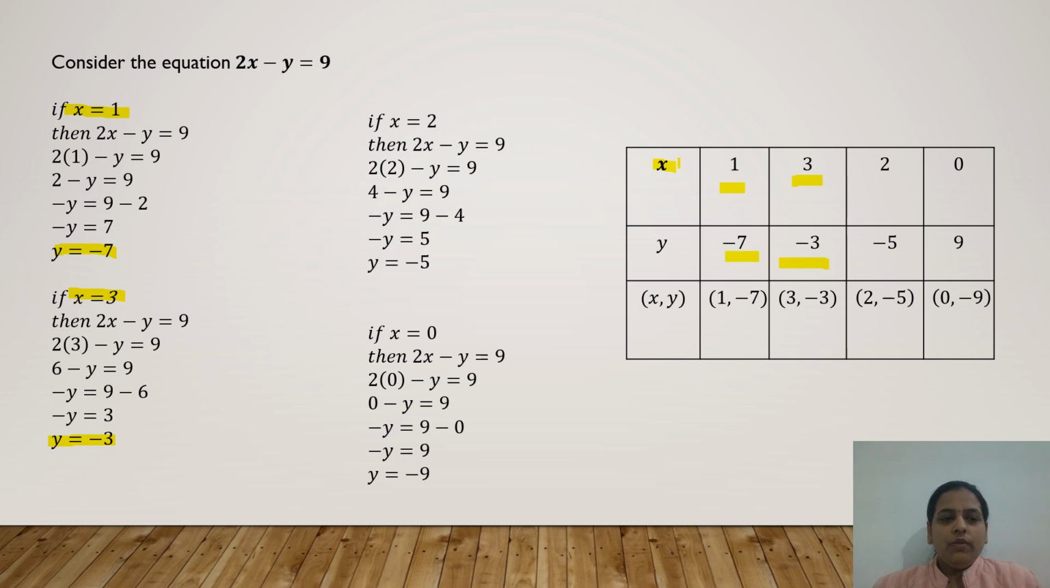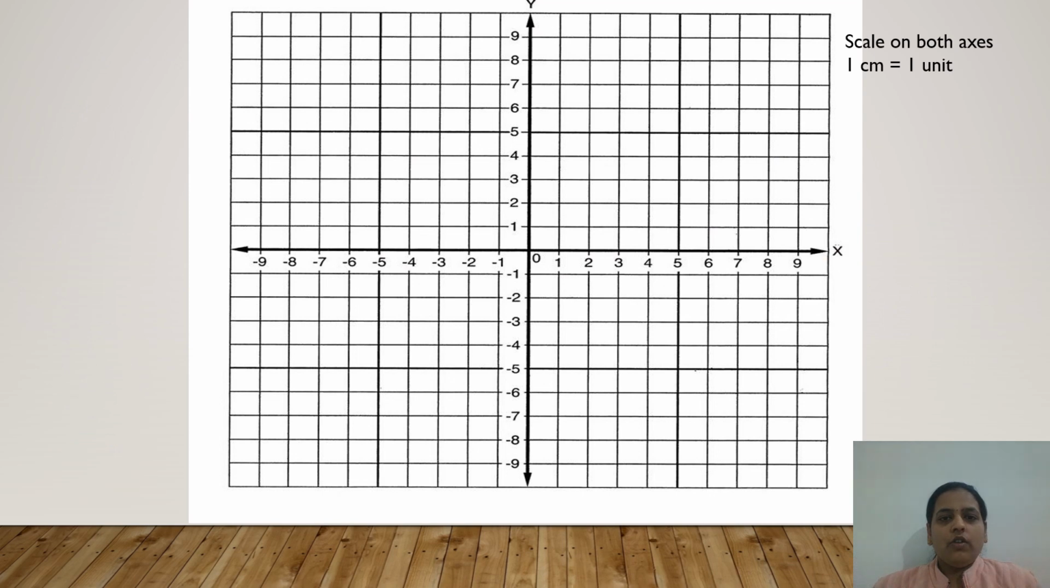So next step is what? We want to draw the graph of each equation. So first of all, draw the x-axis and y-axis. Next, draw the first point, that is 3, minus 3. Where is 3, minus 3? This. Okay.